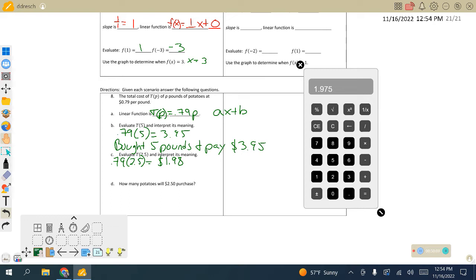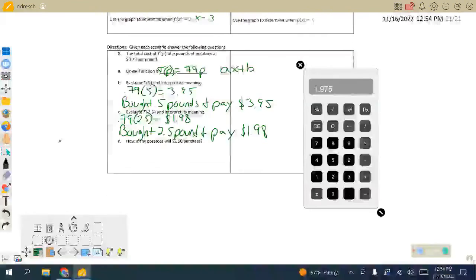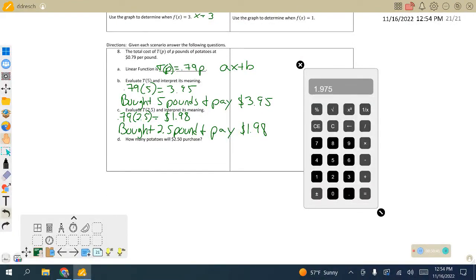So what does that mean? Bought 2.5 pounds and paid how much? Almost $2, right? Now, is that really what it costs? No, because what have we not calculated any of these with? There's two things in life, death and life. Taxes. Yes, death and life is true, but death and taxes. None of this has taxes, and then taxes get messy. We're not going to talk about taxes right now. It's not going to cost you $2. It's going to cost you a few cents more.